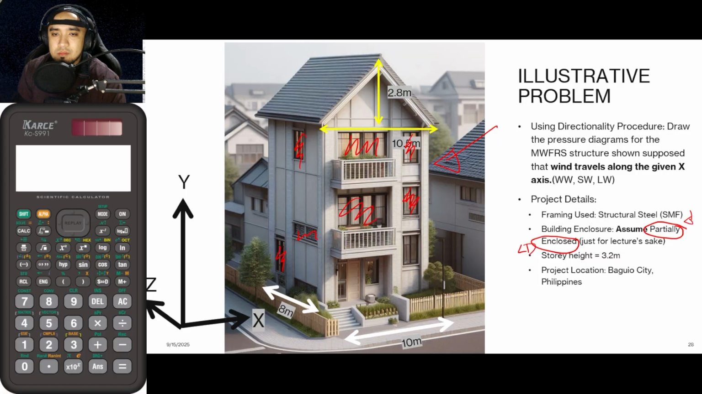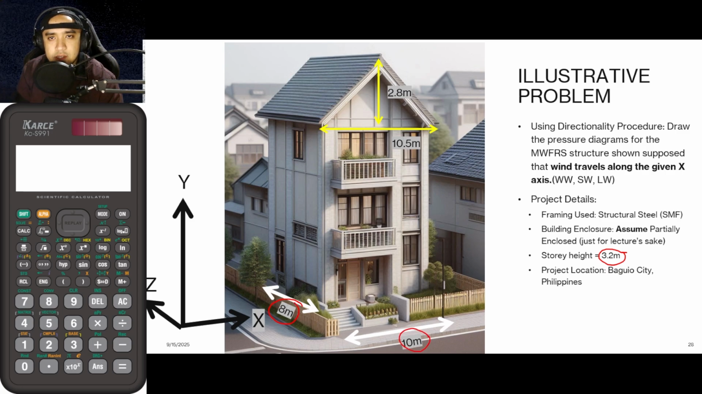Okay, so for the story height, per story the height will be 3.2 meters and the project location would be located in Baguio City, Philippines. Okay, so for the dimensions, for this dimension here, this is 8 meters. As for this dimension, this is 10 meters. For the height of the roof, that is 2.8 meters. And for the length of the roof along this axis, that would be 10.5 meters.